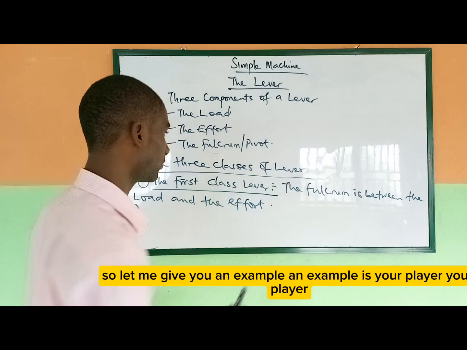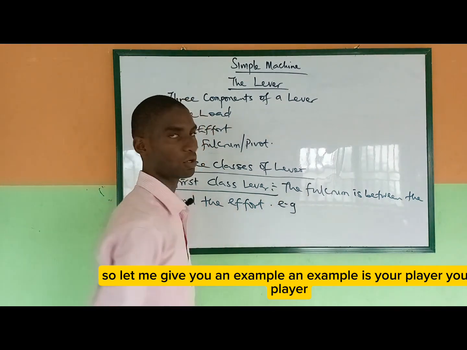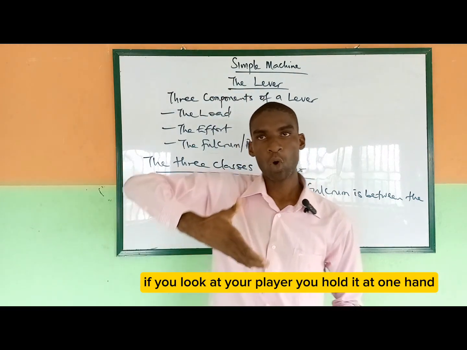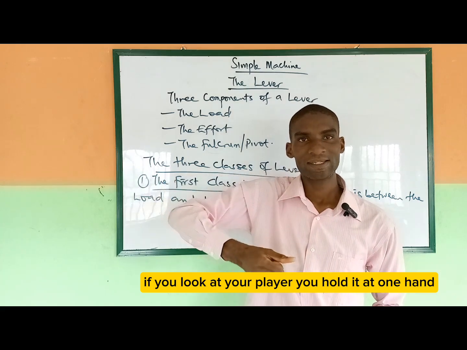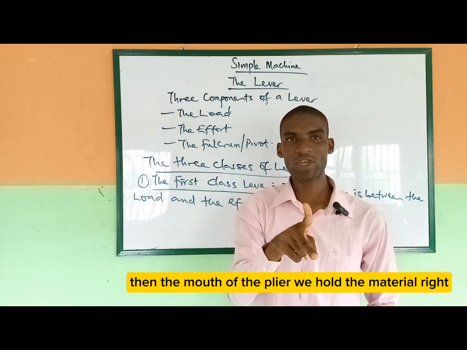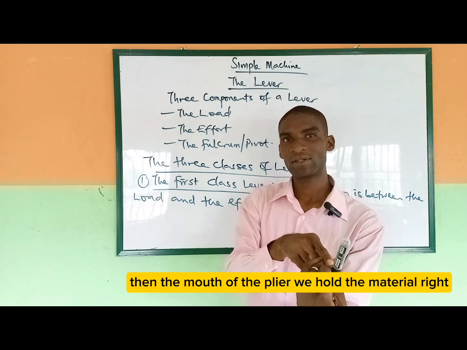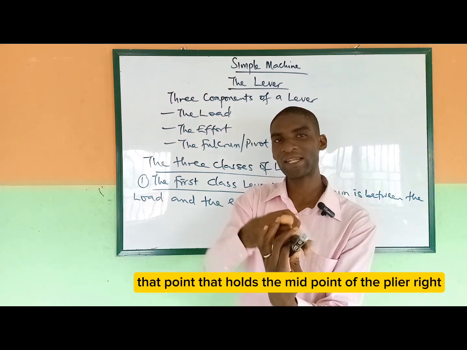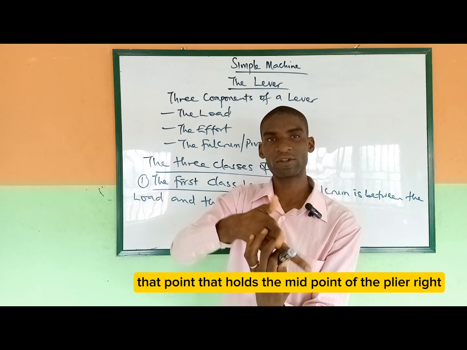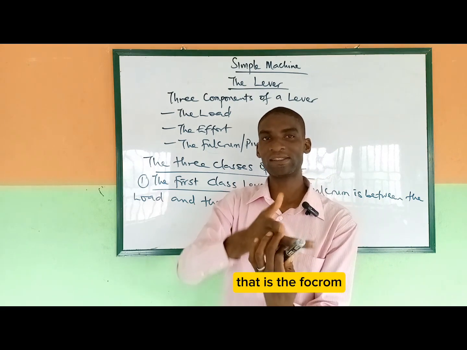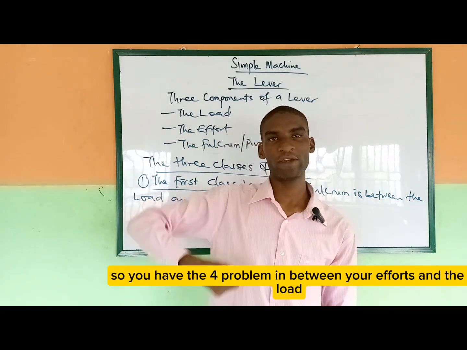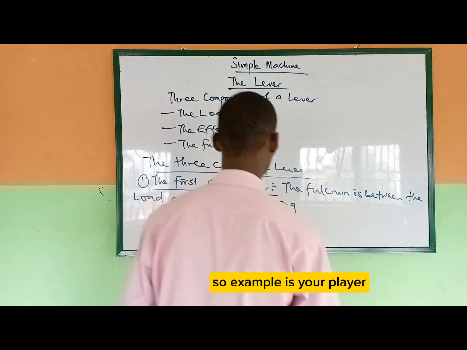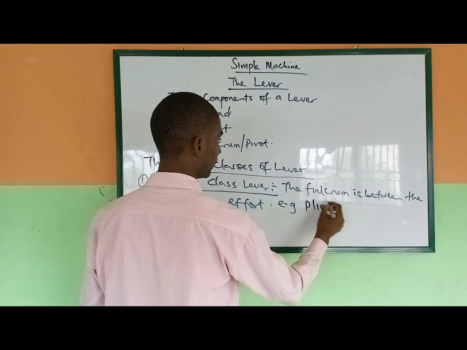Let me give you an example. An example is your plier. If you look at your plier, you hold it at one end, then the mouth of the plier will hold the material. And then you have the fulcrum at the middle, that point that holds the midpoint of the plier. That is the fulcrum. So you have the fulcrum in between your effort and the load. What you are grabbing with the plier is the load.